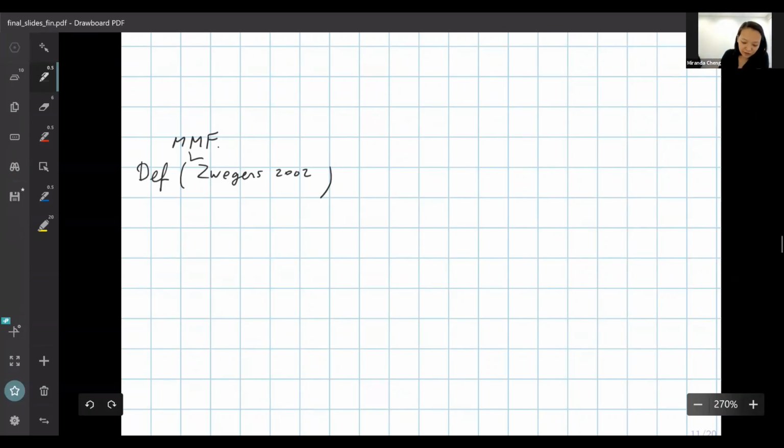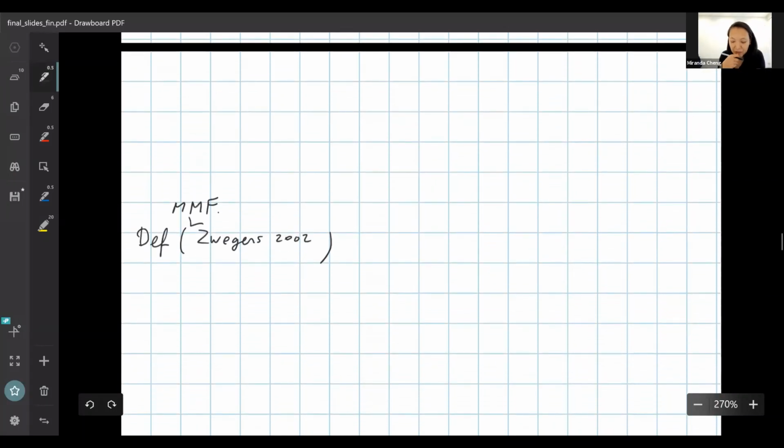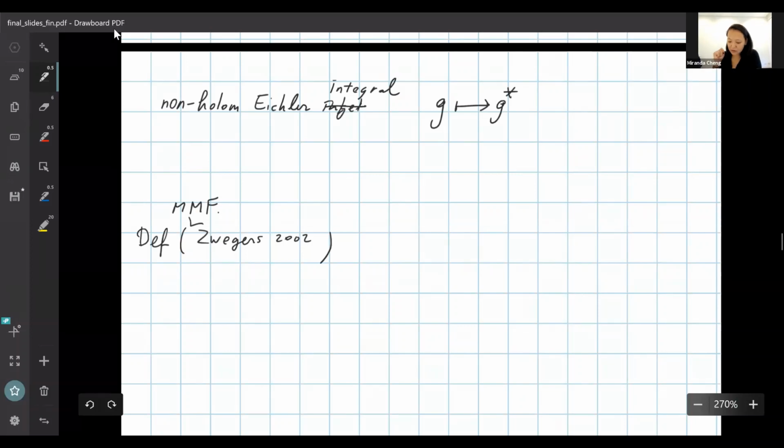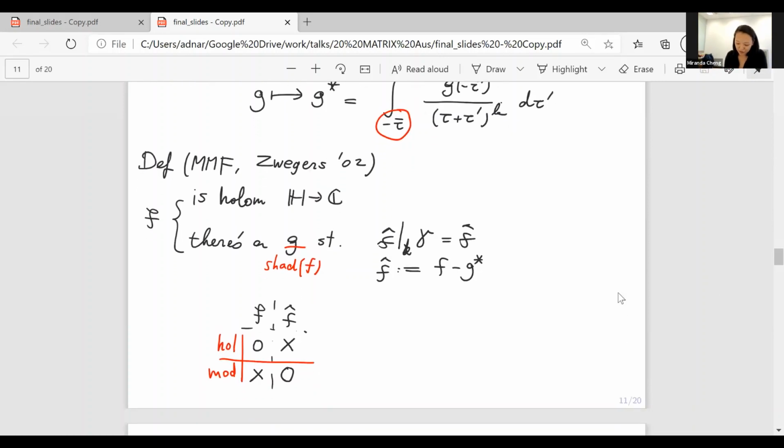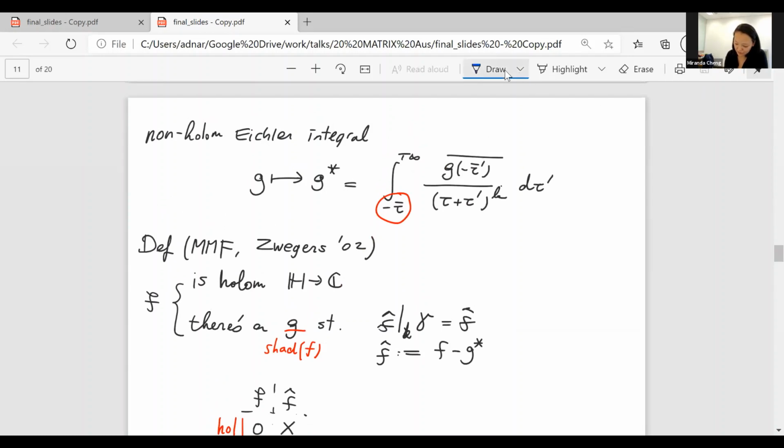Okay, so before that, let me tell you one thing. Some of you might know the Eichler integral of modular forms; they are natural and important objects in the study of modular forms, and we can define similarly a non-holomorphic version of the Eichler integral. It maps a modular form, that's your g, to another function on the upper half plane, g star, which is literally an integral of this modular form.